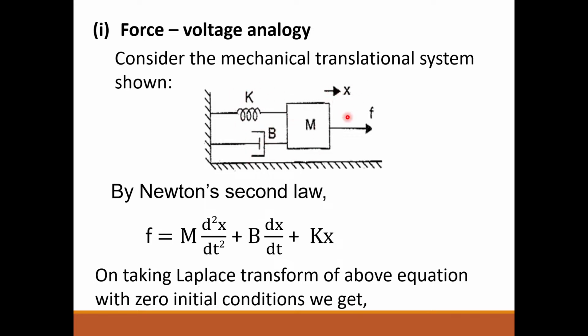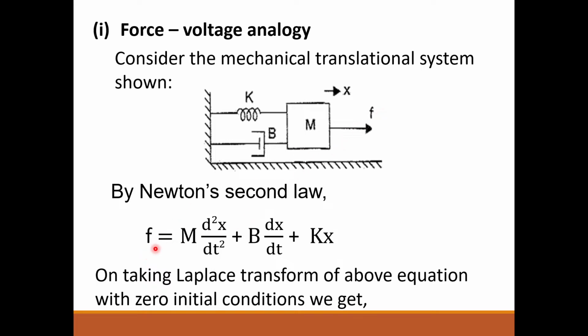Let us assume x is the displacement, and by Newton's second law we can write down the force balance equation. The applied force is equal to the sum of the opposing forces. The opposing forces here are the force due to mass, the force due to friction, and the force due to elasticity.